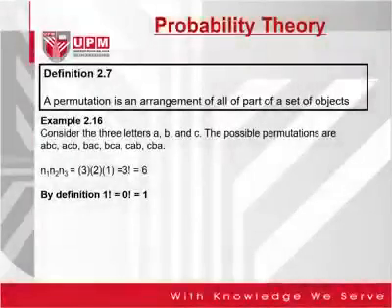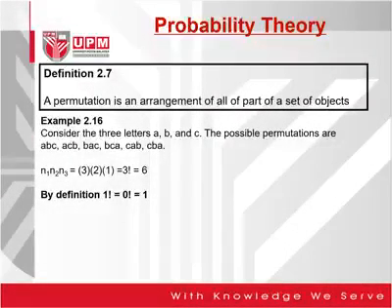Okay, definition 2.1. A permutation is an arrangement of all or part of a set of objects. So now we refer to example 2.16. Consider the three letters A, B, C. You have three letters in your hand. What is the total number of arrangements you can make when arranging these three letters?